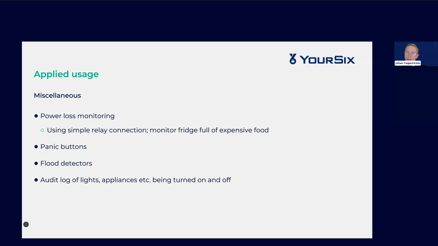Wrapping up here, a couple of miscellaneous use cases. Power loss monitoring. I have a couple of friends who hunt. They have fridges full of expensive food. Using a simple relay connection on that fridge's power circuit, you can monitor that circuit for power loss, really. Panic buttons, flood detectors, other obvious use cases, audit log of lights, appliances, etc. being turned on and off, you know.